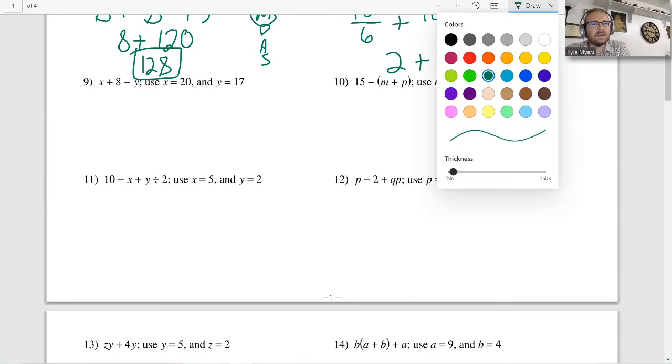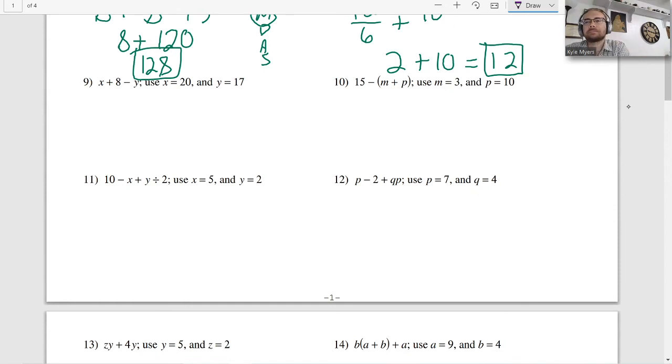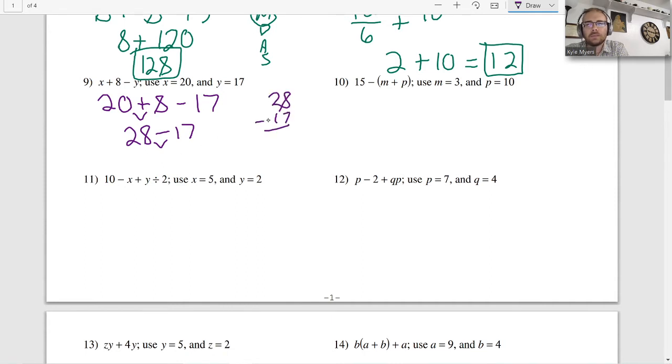All right, next secondary color, where is it? Purple. Okay, x is 20 plus 8 minus y. What's y? It's 17. 20 plus 8 is 28. And then 28 minus 17, well, you can do that like this if you really wanted to, if you get stuck with it. But you can kind of just do it in your head too. So 28 minus 17, 8 minus 7 is 1. 2 minus 1 is 1. So the answer is 11.